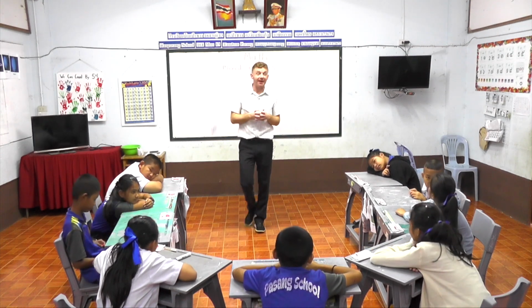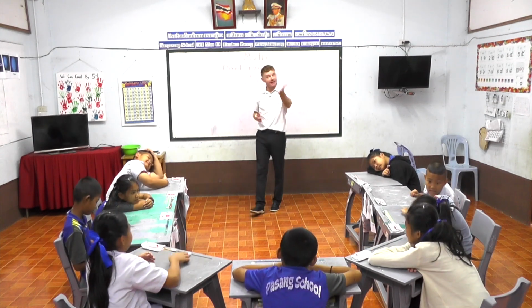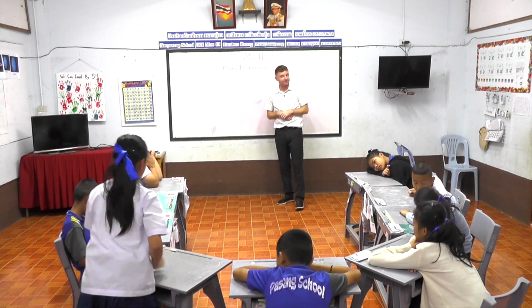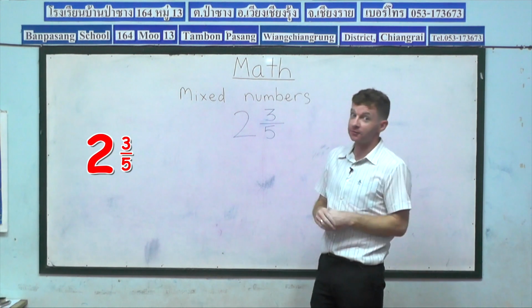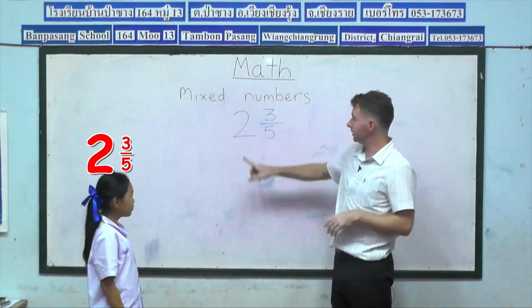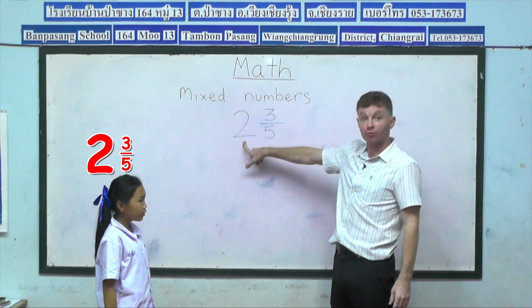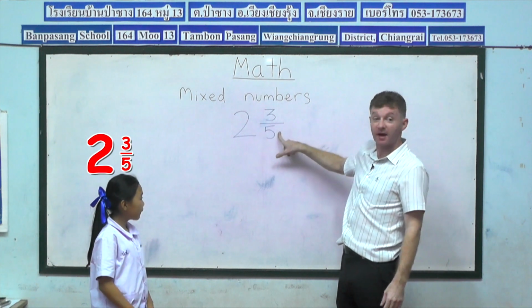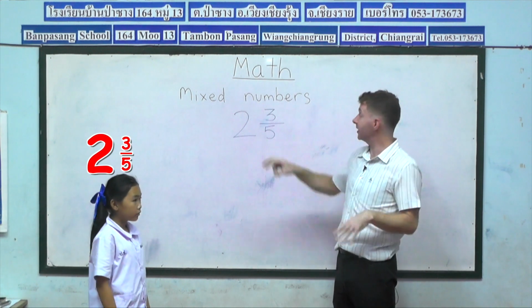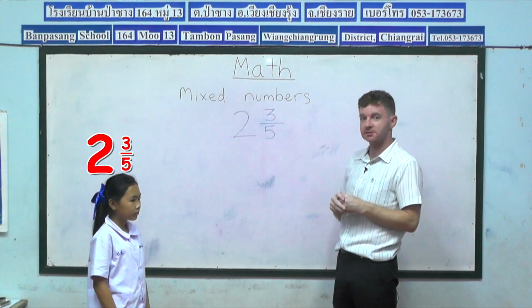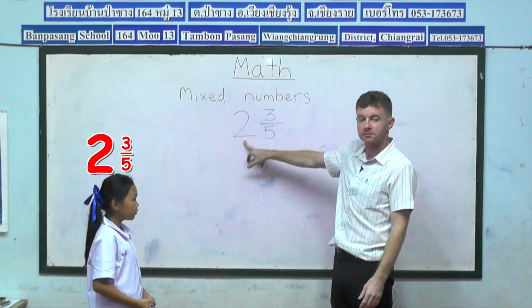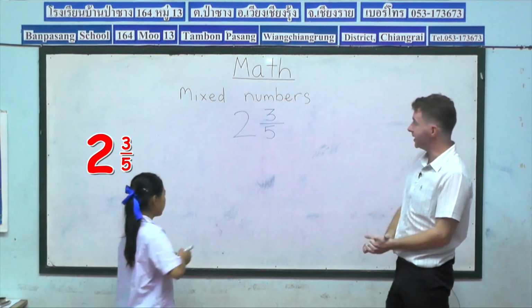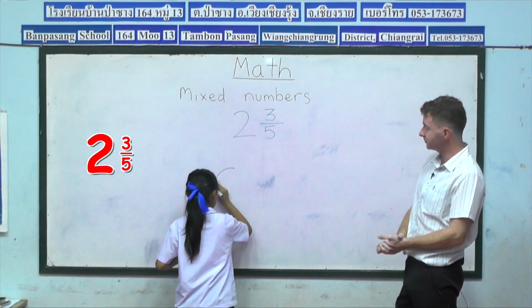And now the pen is with Nadia. So Nadia, come and join me at the front of class, please. So first thing we'll do, guys, let's read our mixed number. What's our whole number? 2. 3/5. Yes, or 2 and 3/5. So first of all, our whole number, how many circles? 2. Correct, Nadia. So you can draw 2 circles.